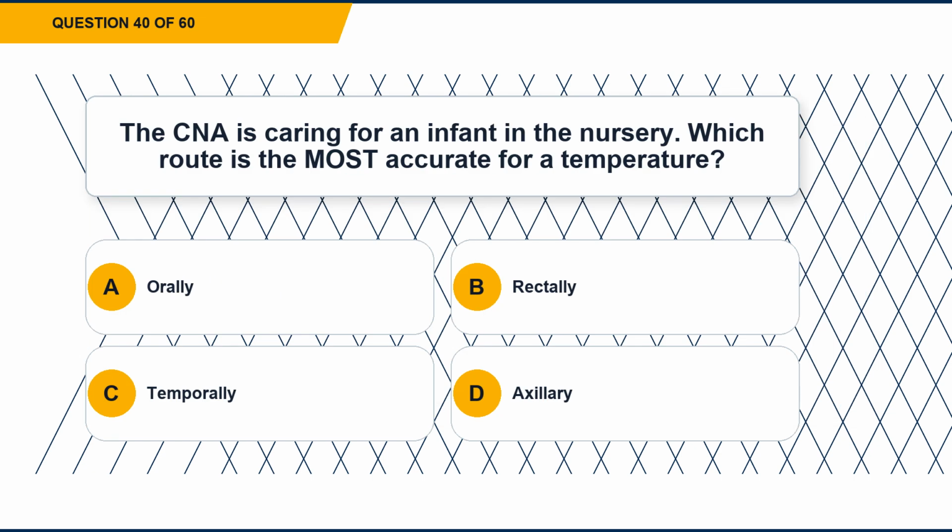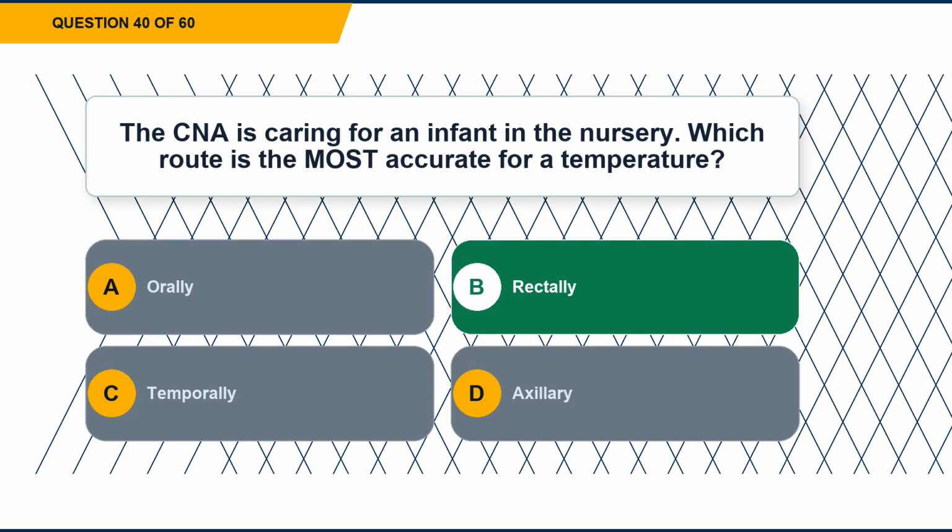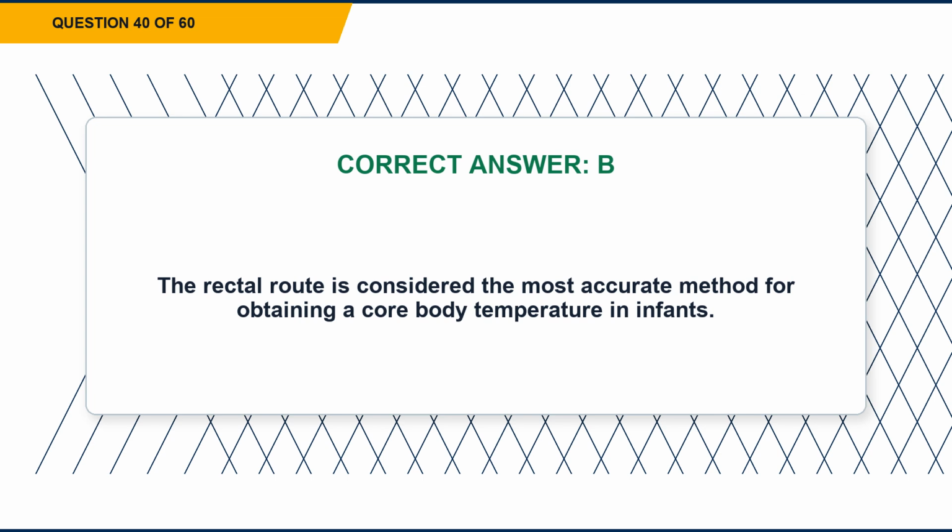The CNA is caring for an infant in the nursery. Which route is the most accurate for a temperature? Option A. Orally. Option B. Rectally. Option C. Temporally. Option D. Axillary. The correct answer is option B. Rectally. Explanation. The rectal route is considered the most accurate method for obtaining a core body temperature in infants.